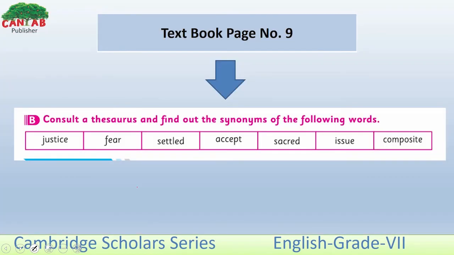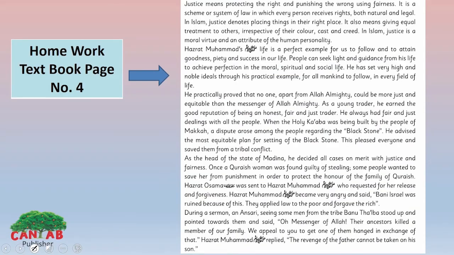Now look at page number 9 in your textbook, section B. Consult the thesaurus and find out the synonyms of the following words. You have to open your dictionary and find the meaning of these words, and you have to find other words which have the same meanings as these words. For each word, you have to find their synonyms. It's your homework from your textbook, page number 4.